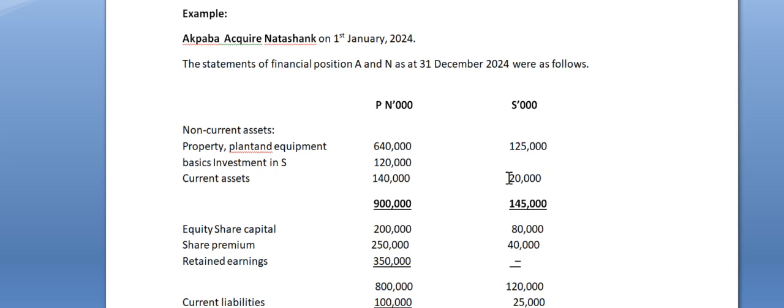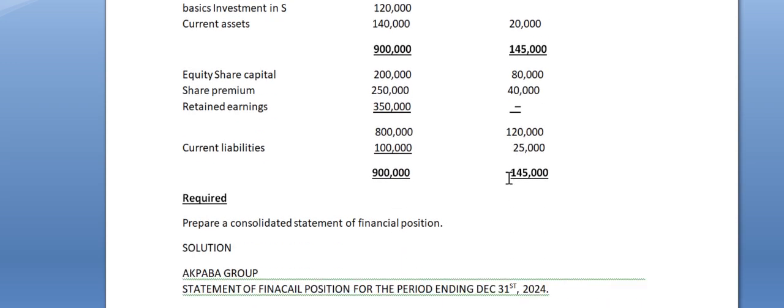Akpaba acquired Natashank on 1st January 2024. The statements of financial position of A and N as at 31st December 2024 were as follows. Non-current assets, property, investment in S, current assets, equity, share capital, share premium, retained earnings, current liability. Required: prepare a consolidated statement of financial position.